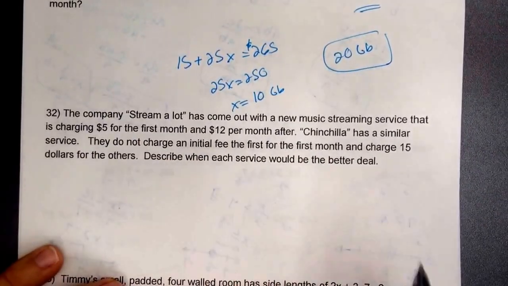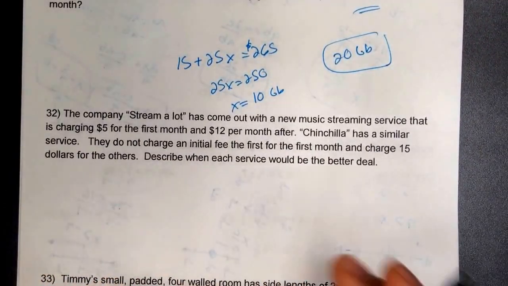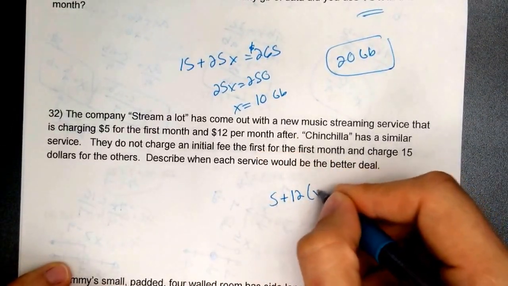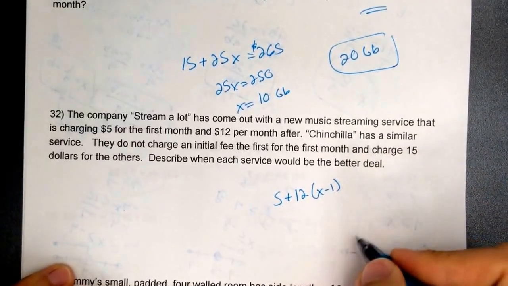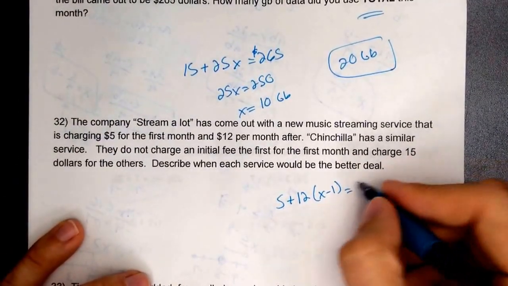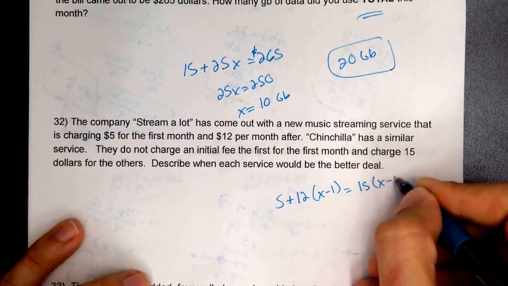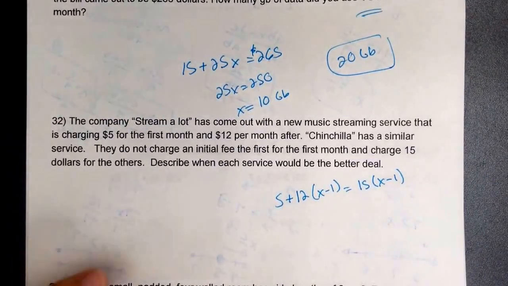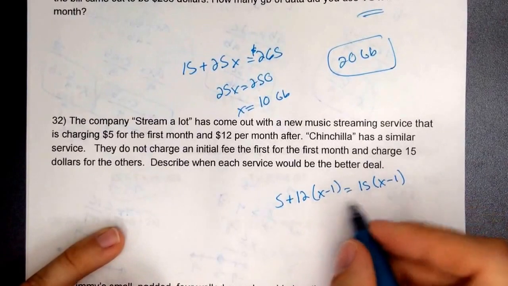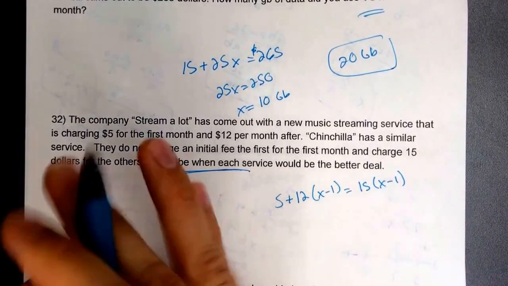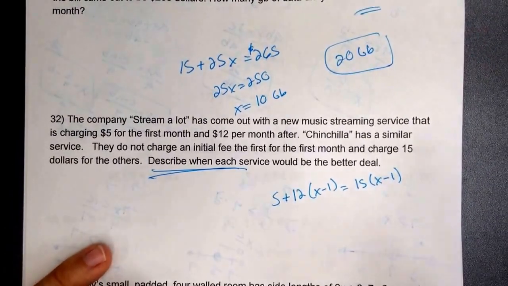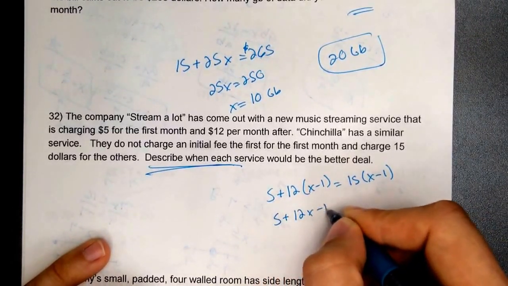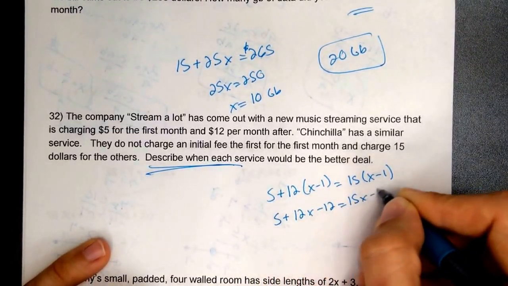All right, these two. Now, the way I set this up is going to be a little weird. We have $5 for the first month and then $12 for each month after the first month, so x minus 1. This is the same as $15 for each month after the first month. We want to know when they're equal, and that will tell us whichever one is the better deal. I'm going to show you how to get this answer so that you get all your points.